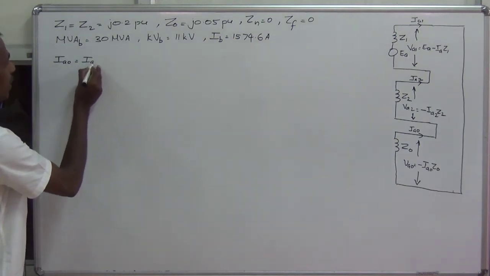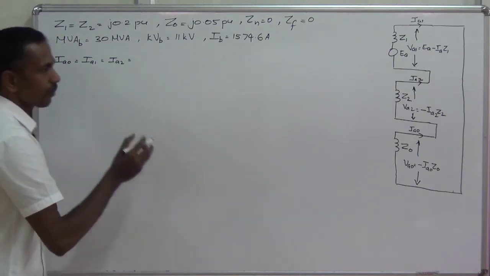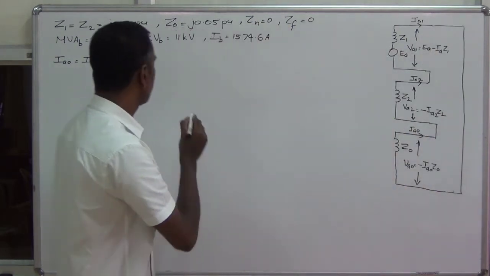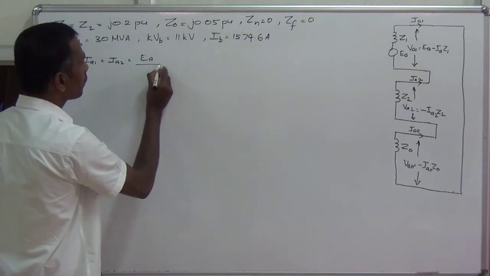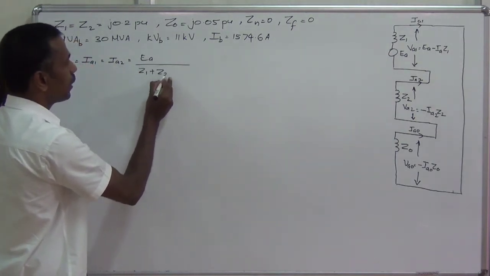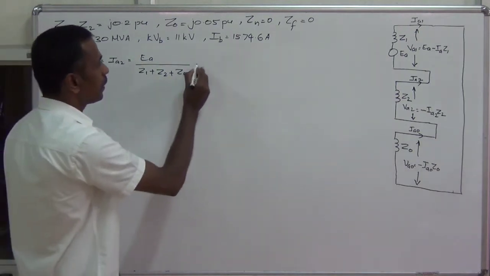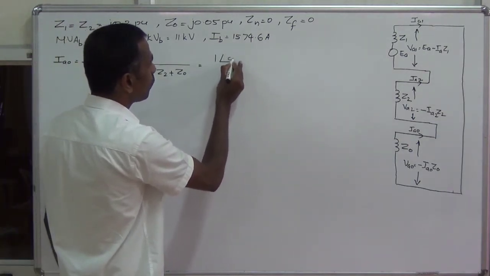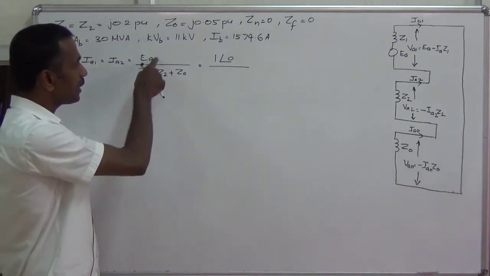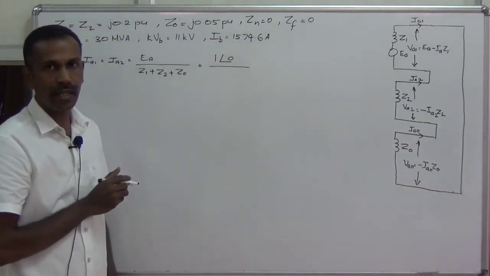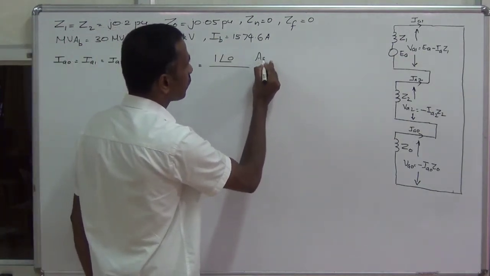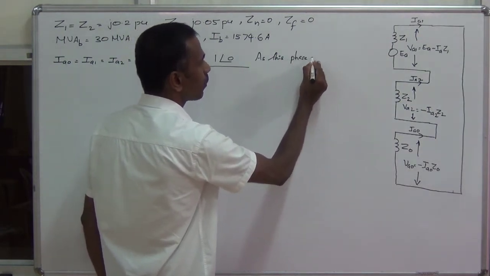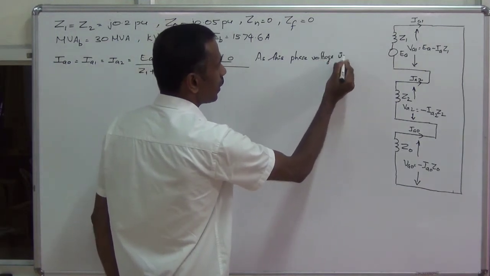IA0 equals IA1 equals IA2. The sequence current equals total voltage divided by total impedance of this network. It is EA divided by Z1 plus Z2 plus Z0. This phase voltage is assumed to be 1 angle 0 or 1 plus J0. So this is a phase voltage. This is assumed as 1 angle 0.